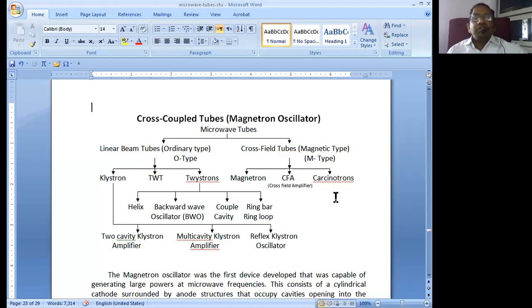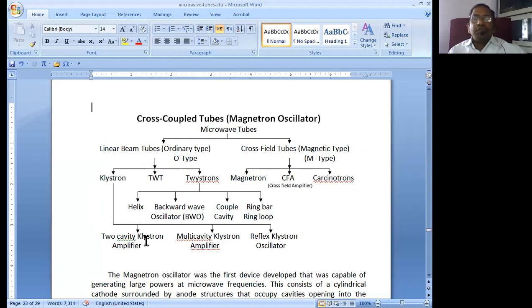In the previous session, we discussed the magnetron as an oscillator. This magnetron basically comes under the cross-field tubes, called M-type tubes. We have other tubes known as O-type tubes, which are the linear beam tubes. In the linear beam tubes, we discussed various tubes such as the klystron tube, where we discussed the two-cavity klystron and the reflex klystron oscillator.